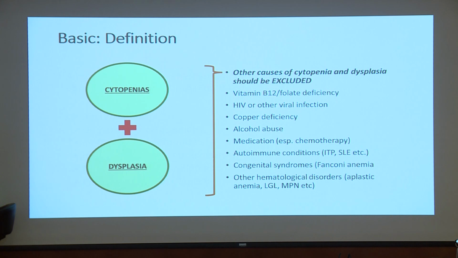As you know, you should exclude all the secondary causes of the cytopenia and dysplasia before you make the diagnosis, so you don't jump to MDS. And these causes include vitamin deficiency, viral infection, mineral deficiency, and some toxic substances like alcohol, certain medications, and also autoimmune disorders.